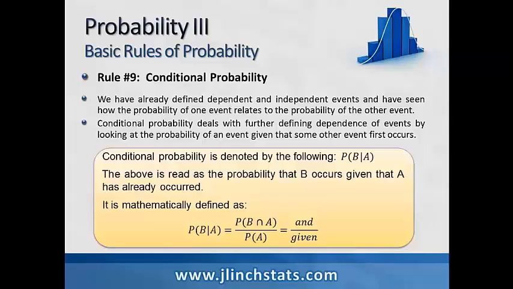Now it's mathematically defined as probability of B given A is the probability of B and A, B intersect A, divided by the probability of A. In other words, it's the and probability of the two events divided by the given probability, the one that has already occurred. So again, the probability of B given A is equal to the probability of B intersect A divided by the probability of A. It is equal to the and probability over the given probability.